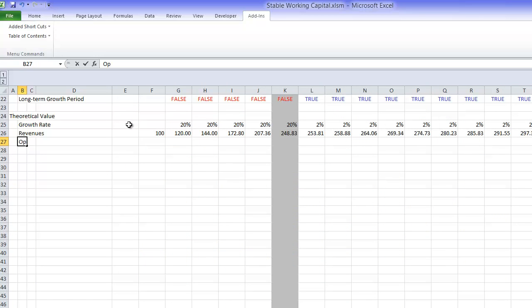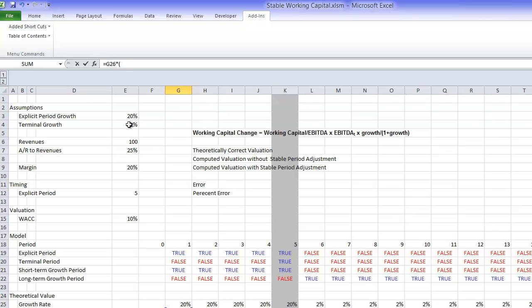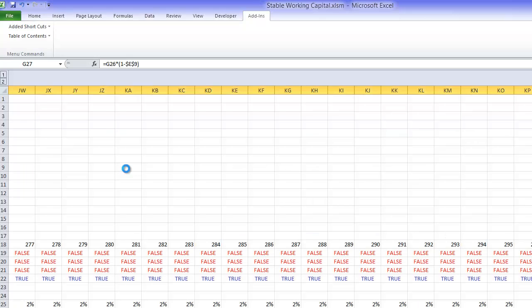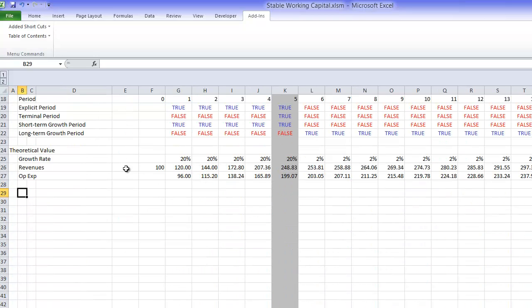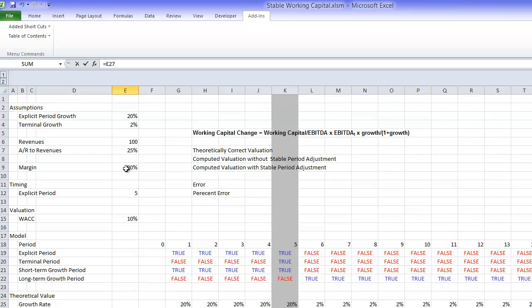And then X, which of course could be much more precise, but we'll multiply this by 1 minus the margin. So 80% of our revenues consumed by operating expenses, and that's going to be important because now we can get our accounts receivable. You know, I really should have put some of the assumptions up here, shouldn't I? Okay, our accounts receivable to revenues is 25%. So we put this is AR level.